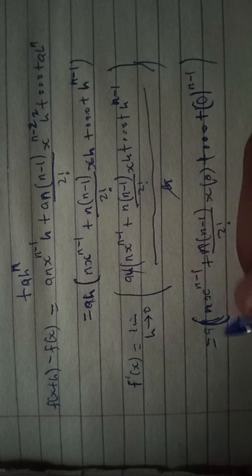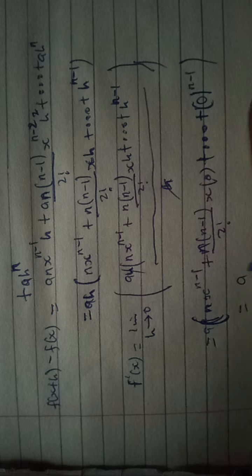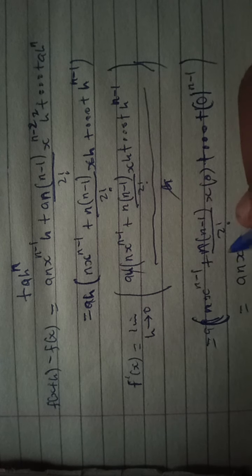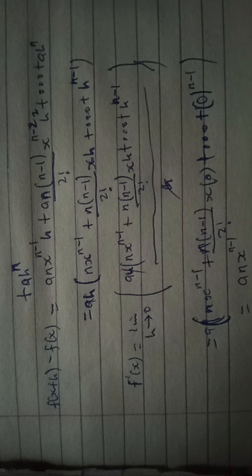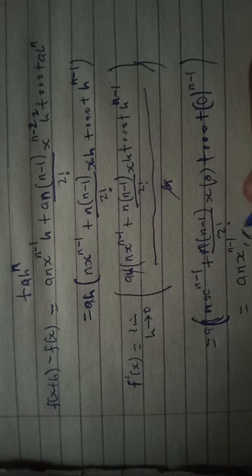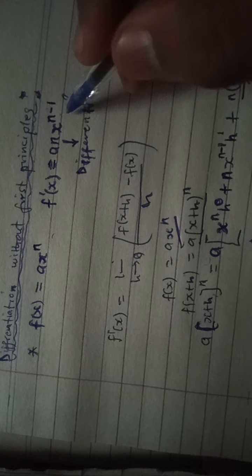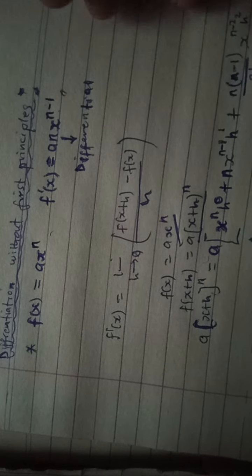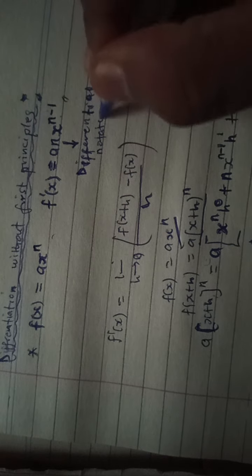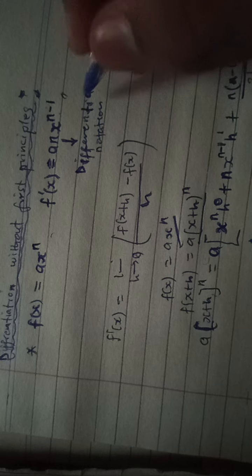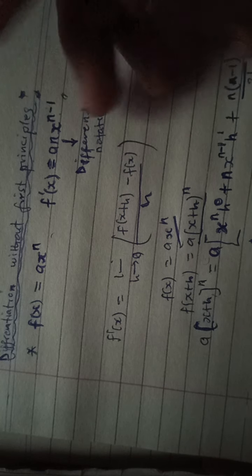So now we will get n multiplying by x power n minus 1, and this is our answer using first principles. So this thing is our answer. Have you realized that? So that's differential notation. So we've used first principle to get this.